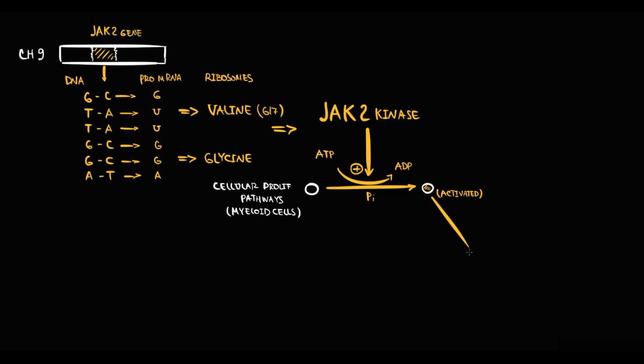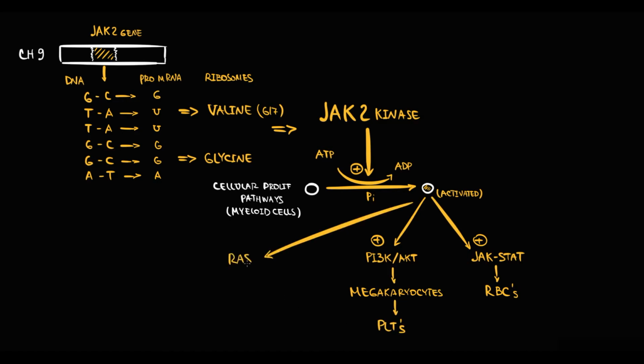By activation of the JAK-STAT pathway, JAK2 kinase stimulates mostly red blood cell production. By activation of the PI3K-AKT pathway, it stimulates production of megakaryocytes, from which platelets are formed. By activation of the RAS pathway, it stimulates production of granulocytes and monocytes.